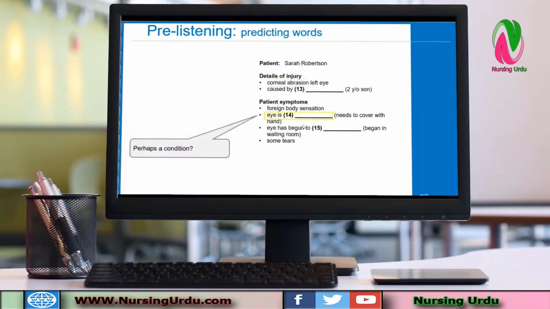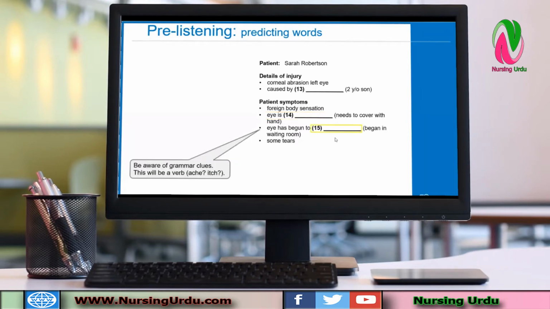Okay, what about here? What prediction can we make here about number 14? Might be a condition, right? Might be a condition just because of the way that it's phrased and what comes after the gap: needs to cover with hand. So it's something that's causing her to need to cover her eye with hand. Sagar, be careful, that is a very specific prediction. Victoria, same idea. Don't make two predictions that are too specific, okay?